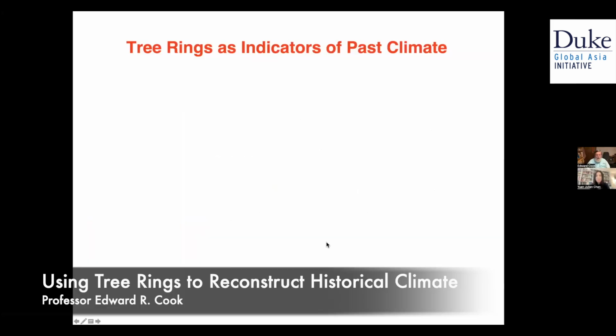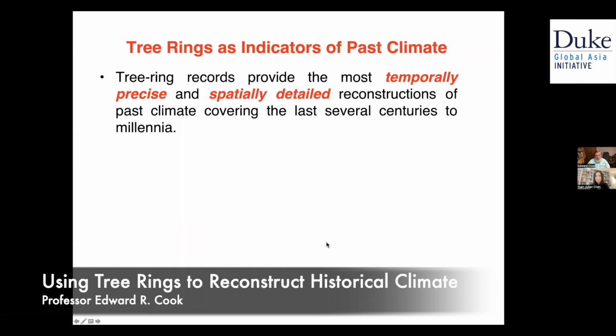On climate. What I would like to do is to present a few slides just introducing dendrochronology. I think that will help clarify the value of tree rings as indicators of past environmental change and climatic change. So as an introduction, I'm going to talk about trees as indicators of past climate. And without too much hyperbole or exaggeration, I can say that tree ring records provide the most temporally precise and spatially detailed reconstructions of past climate covering the last several centuries to millennia.